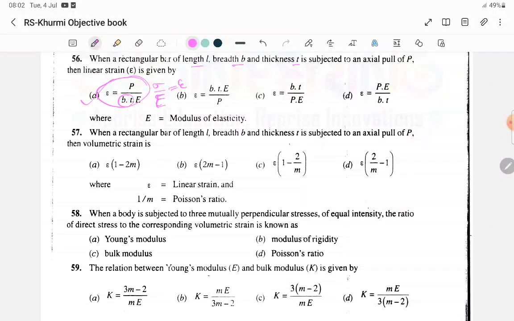In a rectangular bar of length L, breadth B, thickness T subject to an axial pull of P, the volumetric strain is given by the following. So 57 is C. 1 by m means mu. So that is the linear strain, P by E into 1 minus 2 mu. Okay, so this is our answer.